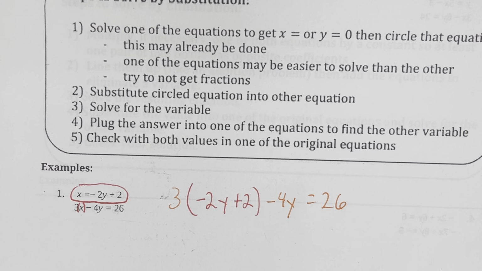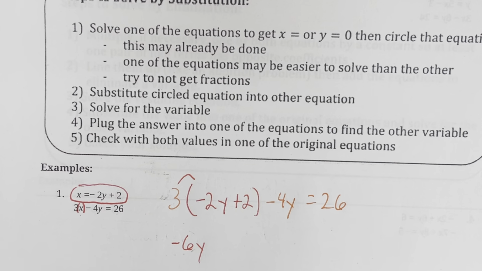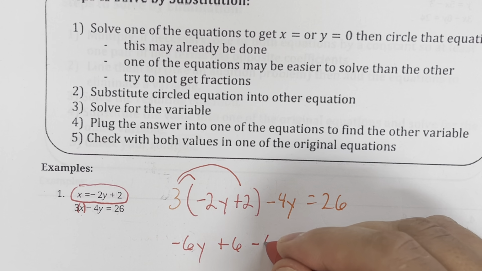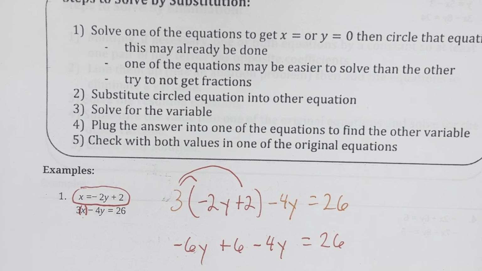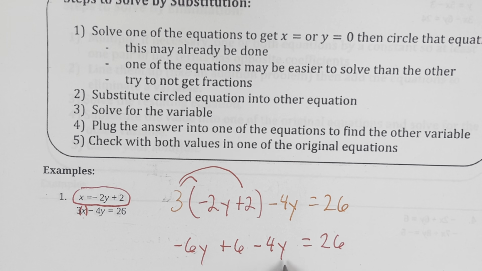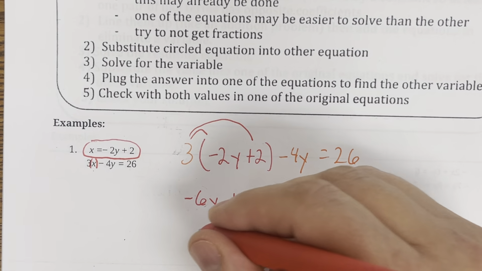So now we're just going to follow our steps to solve. The first thing we are going to do is distribute. So I'm going to distribute my 3. I'm just going to use one color. 3 times negative 2 is negative 6y. 3 times positive 2 is plus 6, minus 4y equals 26. Now we can combine our like terms. Negative 4y and negative 6y, those are like terms, so those get added together. That turns into negative 10y.